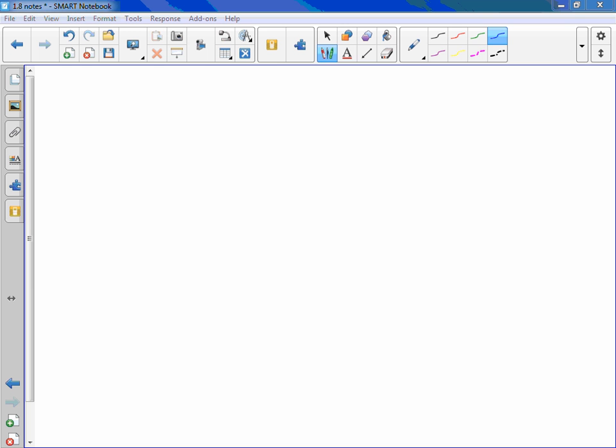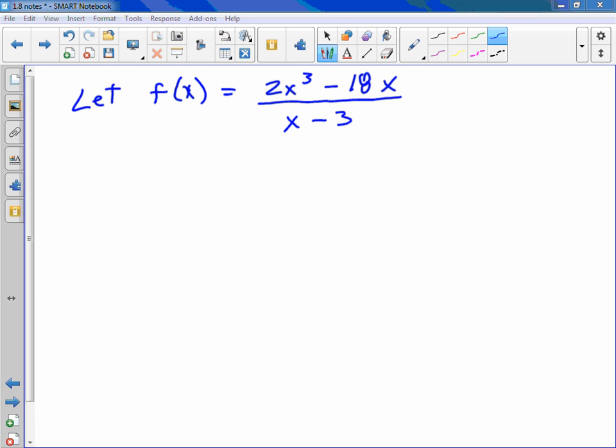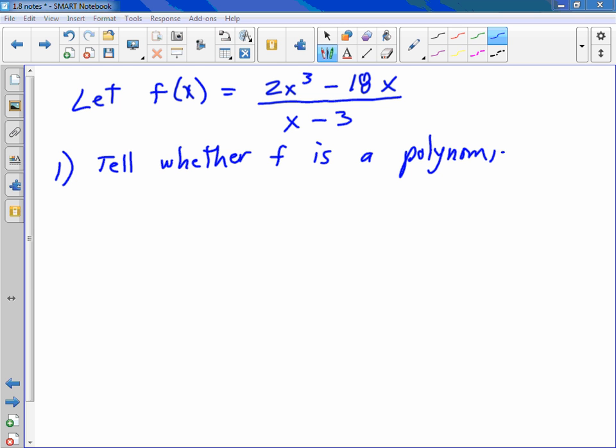Let f of x equal 2x cubed minus 18x over x minus 3. Number 1. Tell whether f is a polynomial function. Because right now it certainly doesn't look like it. It's kind of in disguise.